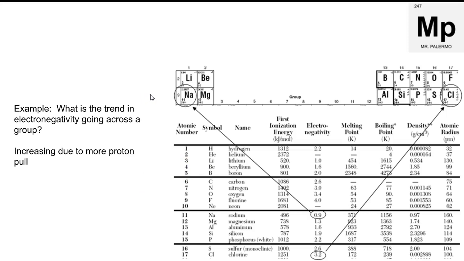Okay, so let's look at an example here, same as we did in the previous example. What is the trend in electronegativity? It should say going across a period, not group, so you can cross that out and write period on your notes. So going across a period, I'm going to pick any period, so I'll pick period 3 here, pick one on the left, one on the right. I look up my values, so sodium is 0.9 on the electronegativity scale, and chlorine is 3.2, so we see an increase. So the trend going across a period is increasing, and again, period, proton pull, so it's increasing due to the increased nuclear pull.